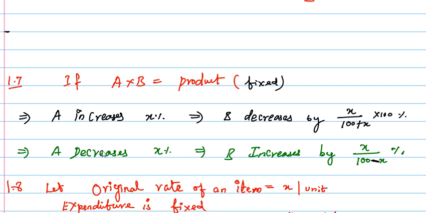Similarly, if A decreases by x percentage, then B increases by x by 100 minus x into 100 percentage.